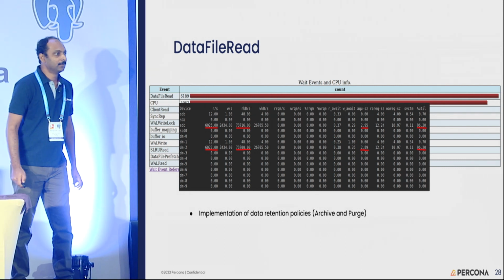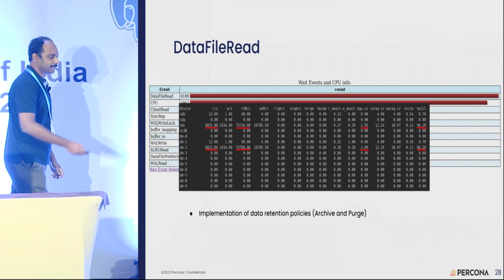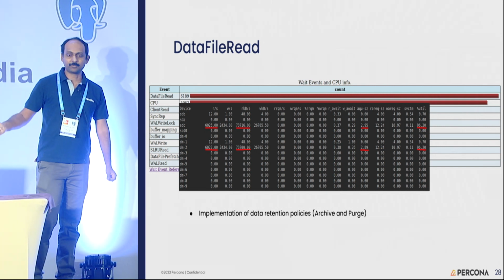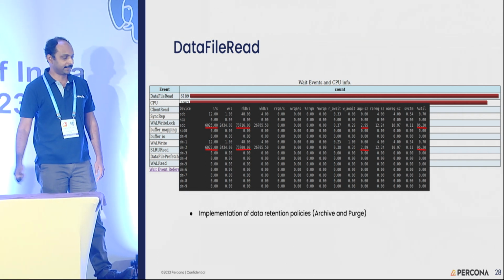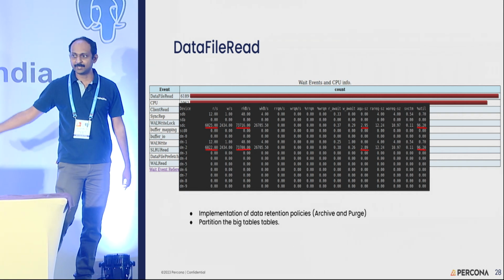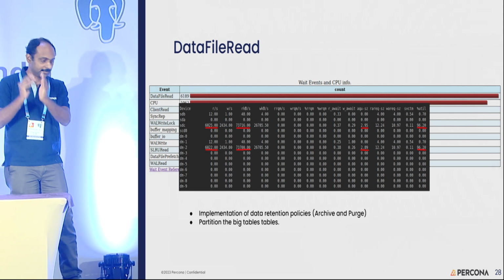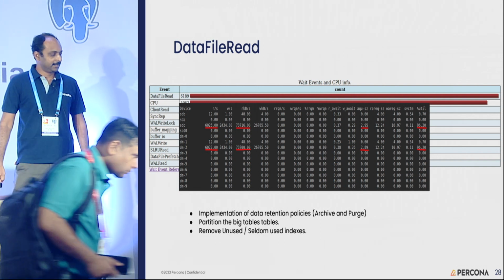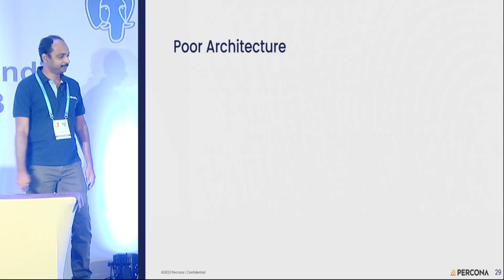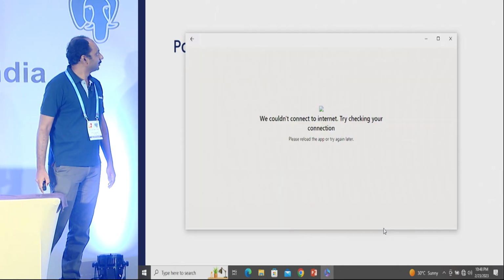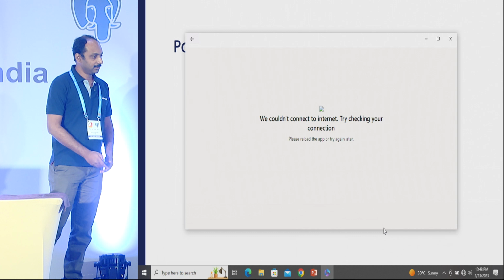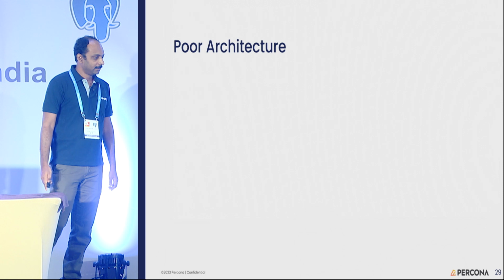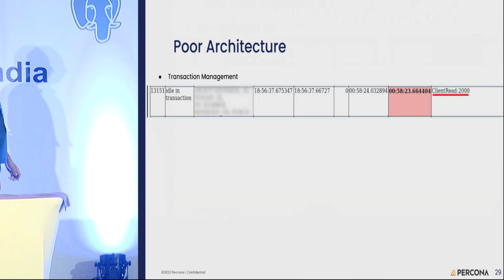Sorry, I need to be really fast. If this happens, you need to look at the data retention policies to reduce your active data set, and partition big tables so that your active data set will be reduced, and remove the seldom used or unused indexes. And improve the architecture and transaction management.